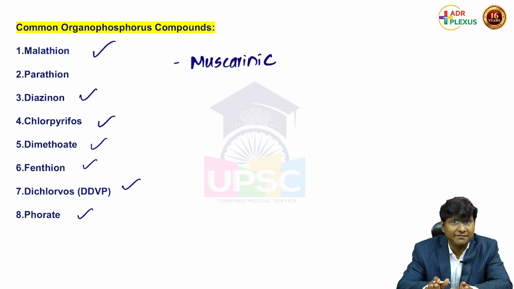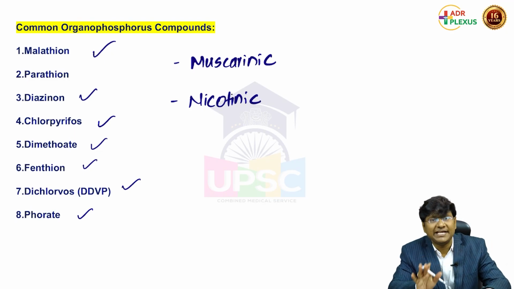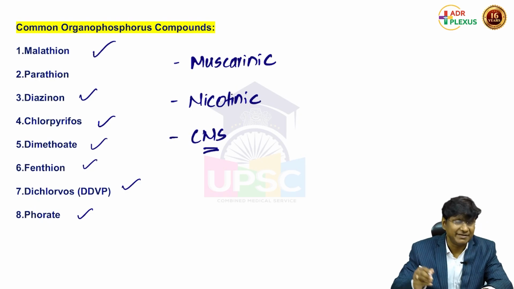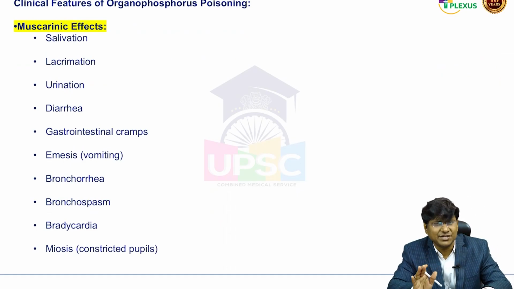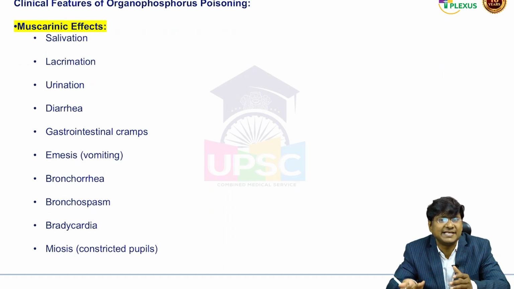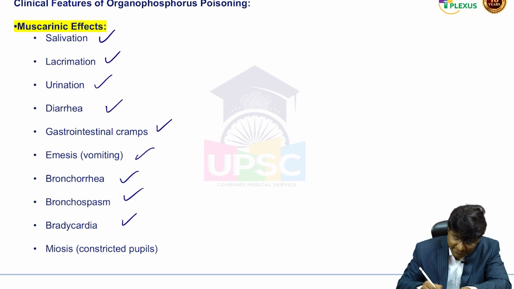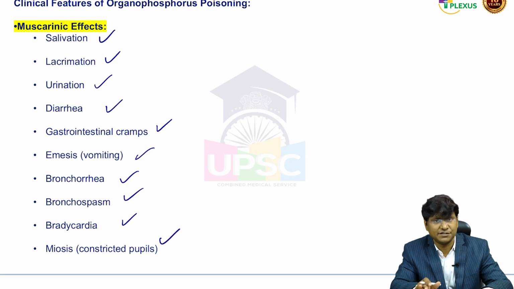Right, there will be muscarinic effects, there will be nicotinic effects, and there will also be central nervous system manifestations. Now, what are the muscarinic effects? In muscarinic effects, all the secretions increase: salivation, lacrimation, urination, diarrhea, gastrointestinal cramps, emesis, bronchorrhea, bronchospasm, bradycardia, and miosis. These are all the muscarinic effects of the organophosphorus poisoning.